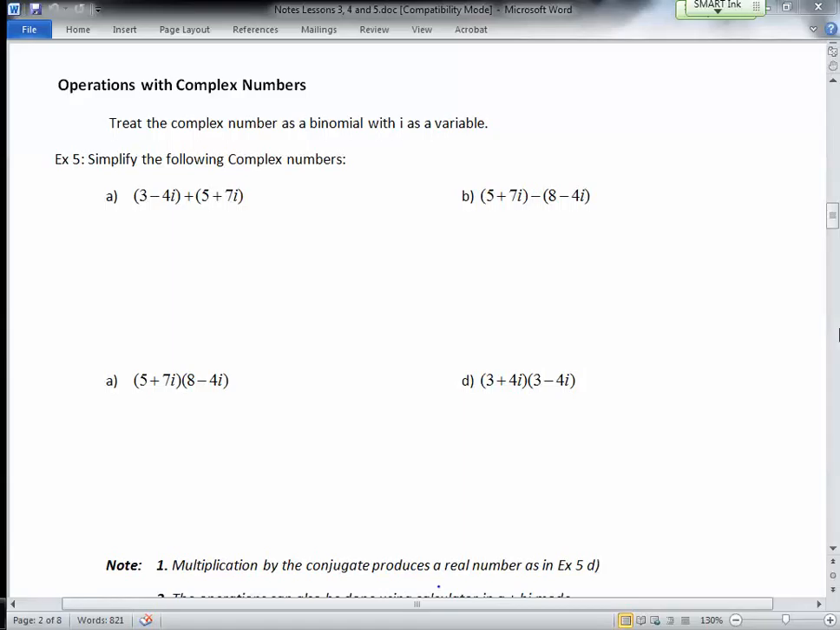Okay, so now we're on page 11 of your notes packets. We're doing operations with complex numbers. So it says treat the complex number as a binomial with i as a variable. We're going to do the same with these problems as if this i was just an x. Okay, so we're going to do the same processes. These are just like what we did for the warm-up. So let's see. It says simplify the following complex numbers.